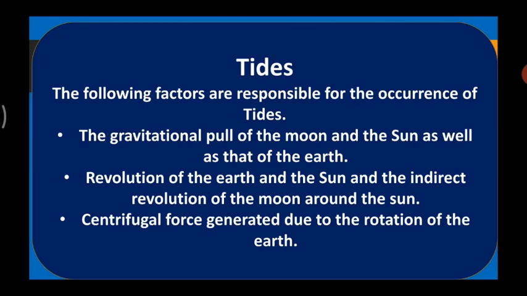Next is tides. The following factors are responsible for the occurrence of tides. The first one is the gravitational pull of the moon, the sun, as well as that of the earth. Secondly, revolution of the earth around the sun and the indirect revolution of the moon around the sun. Then the next is centrifugal force generated due to the rotation of the earth. So these are all the factors responsible for the occurrence of tides.